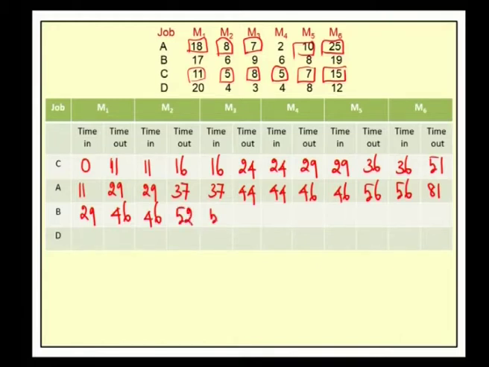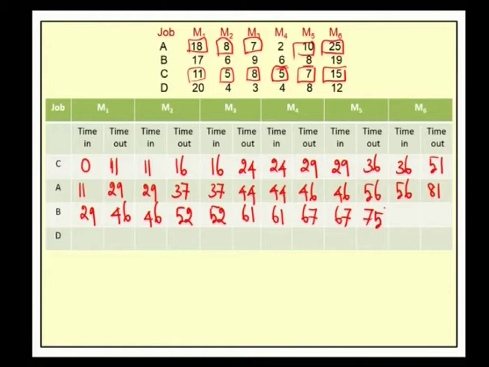Next, machine 3 starts its work at 52 hours. In order to complete job B, machine 3 requires 9 hours. So, it completes its work at 52 plus 9, 61 hours. Now, machine 4 starts its work at 61 hours. In order to complete job B, machine 4 takes 6 hours. So, 61 plus 6 is 67 hours. Machine 5 starts its work at the 67th hour. In order to complete job B, machine 5 needs 8 hours. Therefore, 67 plus 8 is 75 hours.